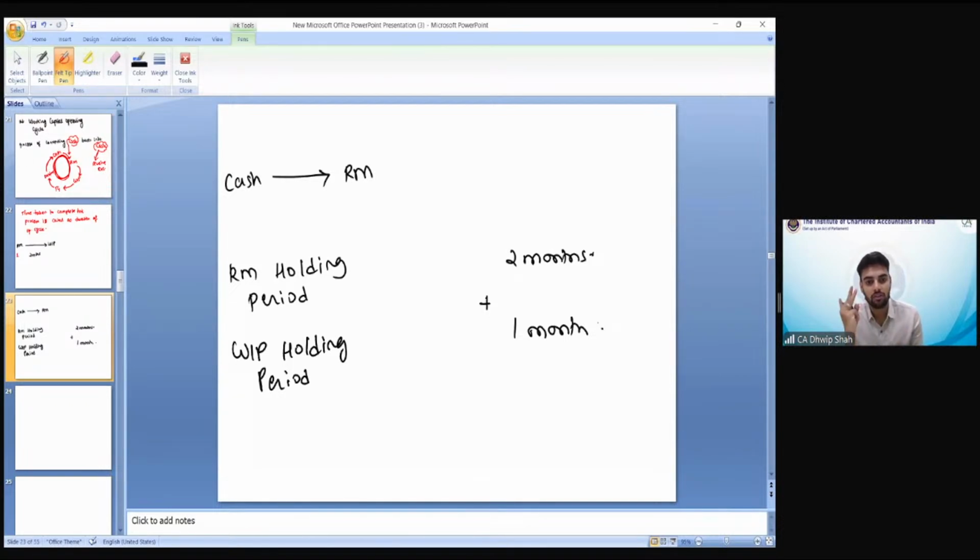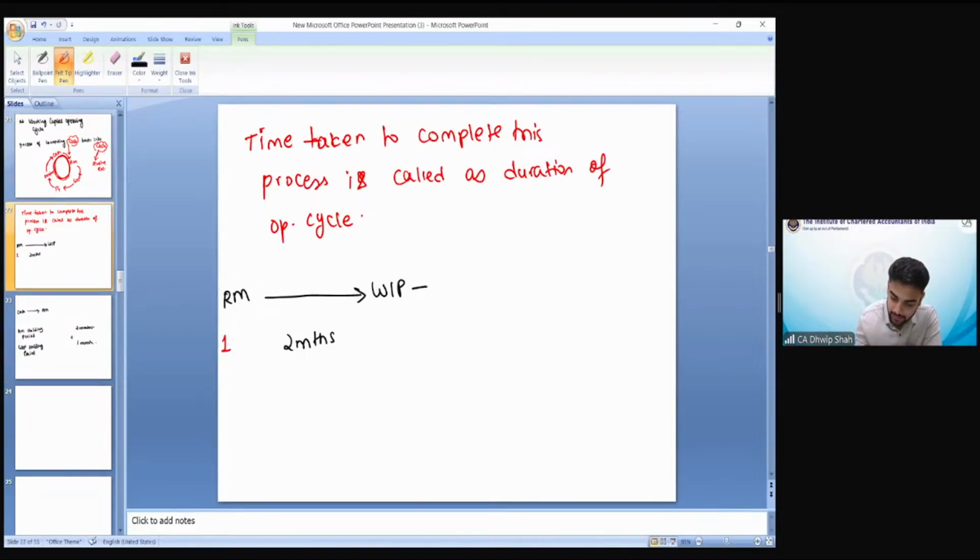So as of now 3 months is my period of blockage. My amount is getting blocked for 3 months as of now. Correct? I can clearly see 3 month तक तो मुझे पैसे वापस नहीं मिलेंगे. So WIP before getting converted into FG, it takes 1 month time. Now again, WIP is converted into FG.